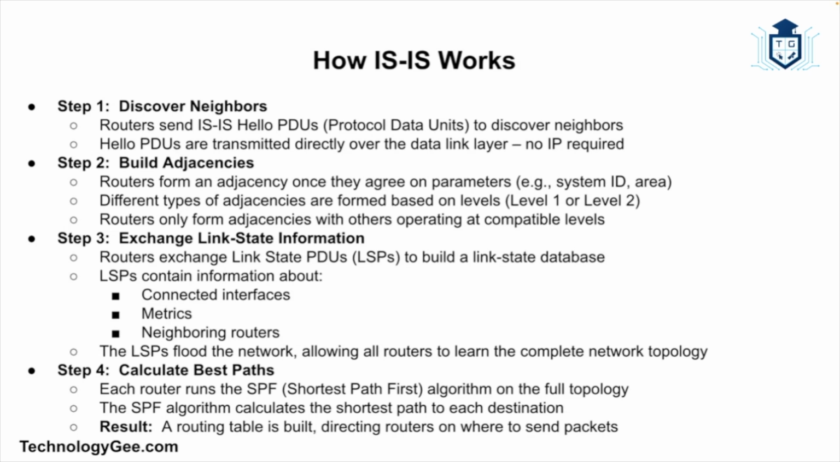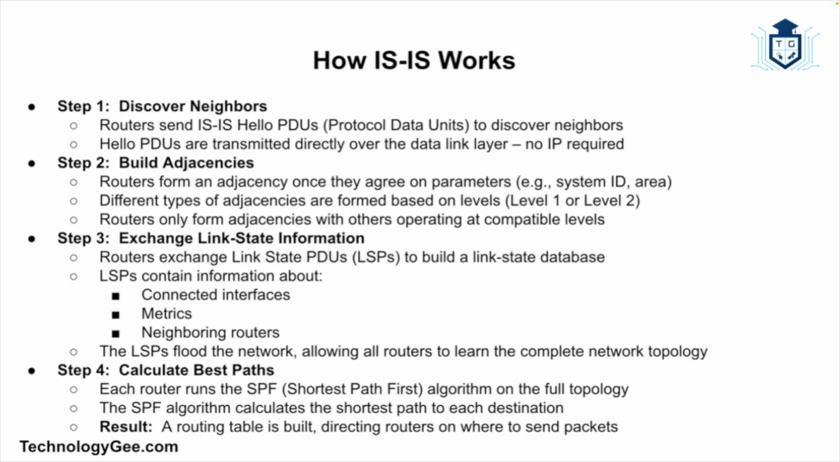In step 2, they build what are called adjacencies. So once two routers see each other's hello PDUs and agree on parameters like a system ID and area, they form an adjacency. And there are different types of adjacencies based on levels, like level 1 or level 2. And routers will only form adjacencies if they operate at compatible levels.